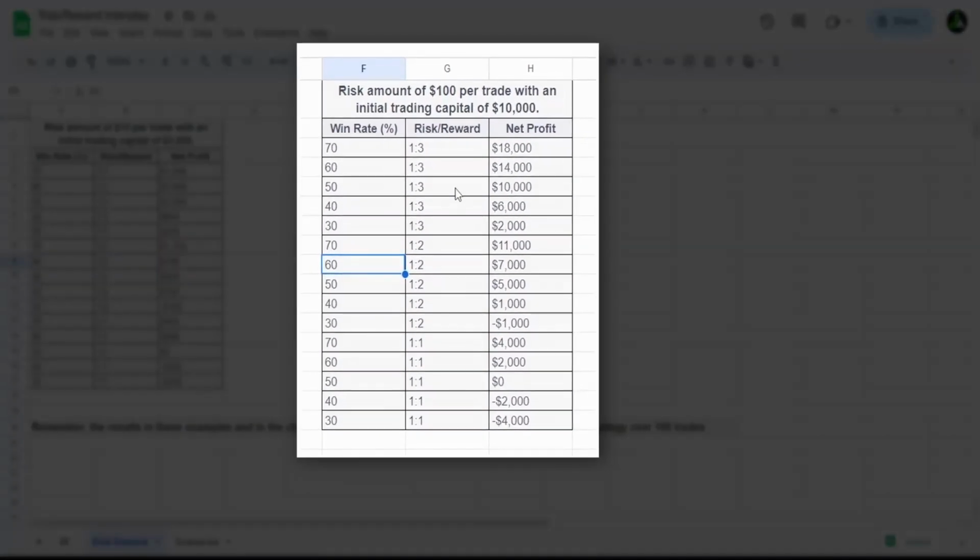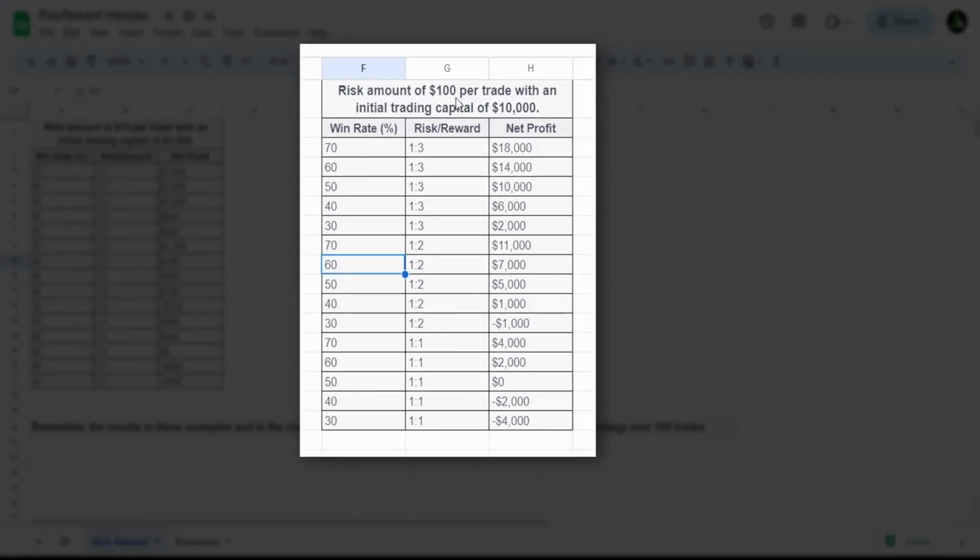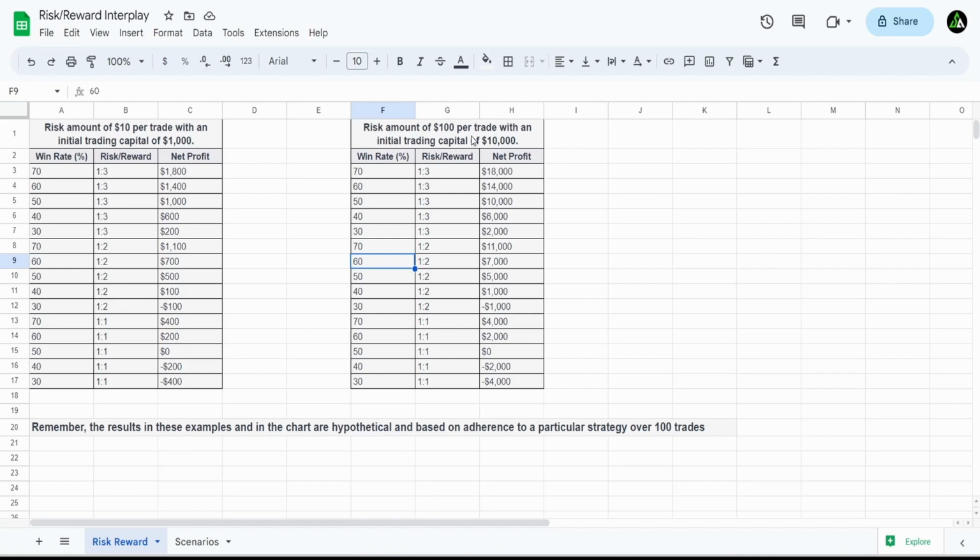Now let's look at another example. So let's assume that I'm risking $100 per trade and my initial trading capital is $10,000. Again, this is just a hypothetical example. So let's assume that I have a strategy that wins 60% of the time, and my strategy allows me to risk $100 to earn $200. So if I let the numbers play out over 100 trades, I will be net profitable $7,000.